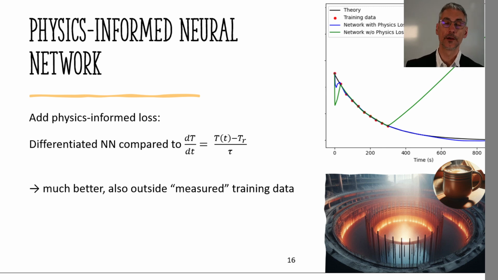Now let's do this for our example of the cooling rod, or our coffee cup on the table. We have the differential equation here, just to remind you, and if we now encode this differential equation and use the autograd capability of the PyTorch framework, you can see the blue line is much closer to the theoretical curve. The bump at the first two points is still there, but much less pronounced. And if you go outside the data points in red, you see that the neural network has now picked up on the physics information.